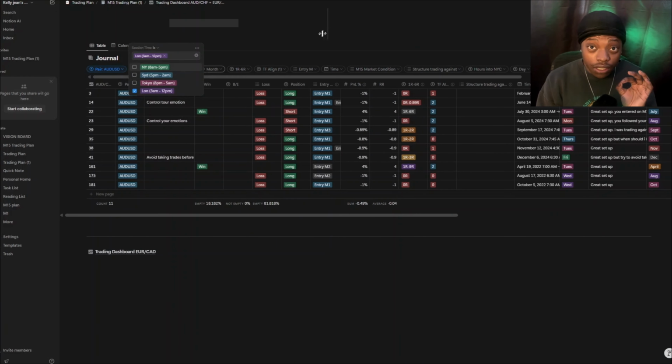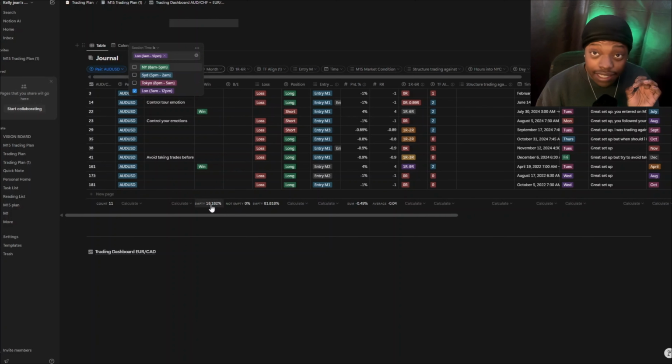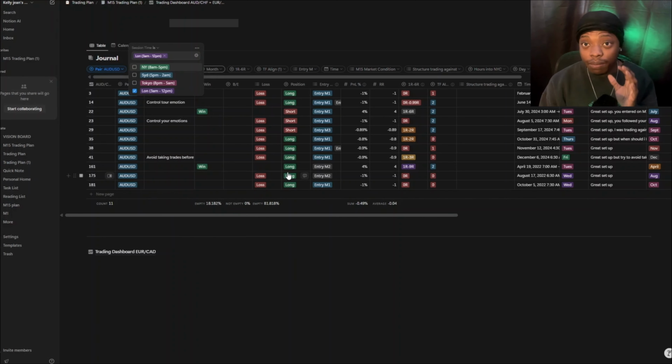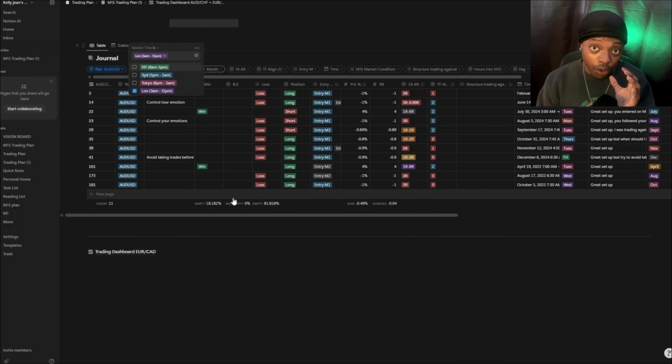As you can see, the London session has an 18% win rate. What does that tell you? That tells you I shouldn't be trading the London session. Because my win rate is bad, I have an 81% chance of losing my trades if I trade the London session. I know it's not many trades to show you proof that trading the London session is bad, but it gives a red flag indicating that trading the London session is probably not the best thing to do.